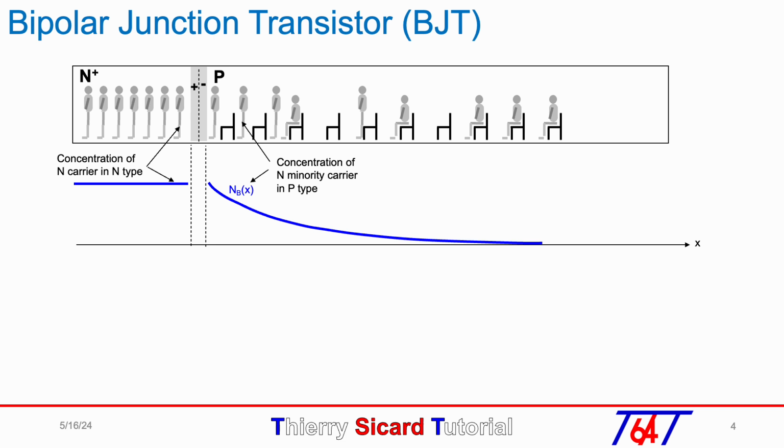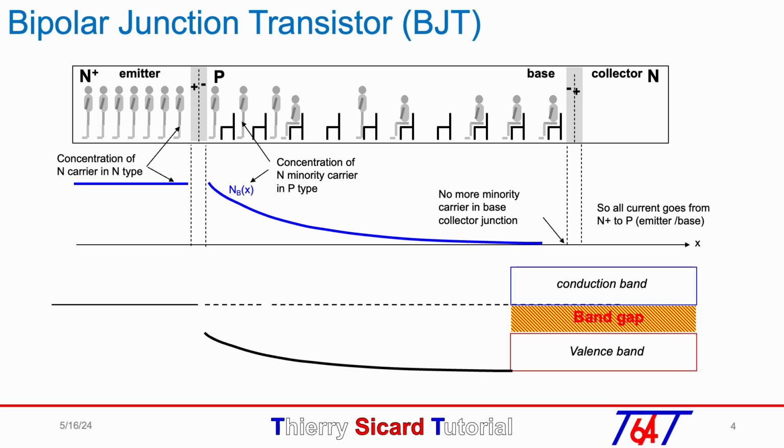Now, we add a second PN junction to build an NPN structure, but if the base width is much longer than the N minority carrier diffusion length, the base collector junction biased in reverse will not see any N minority carrier, meaning no stand-up person. All the N minority carriers will be recombined in the valence band, represented by sitting persons.